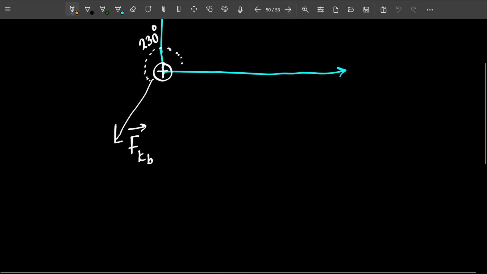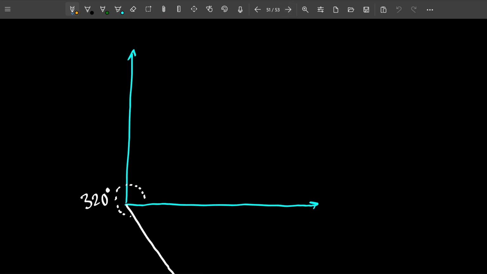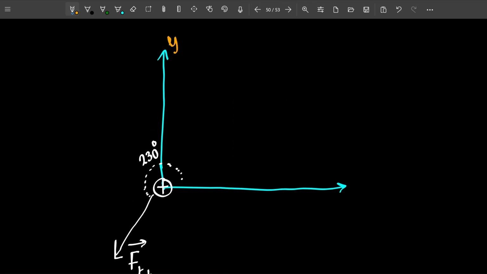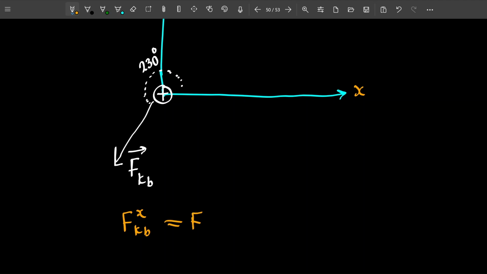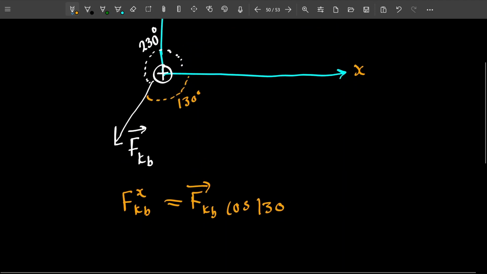So I think these are the last two examples. Yeah, two more examples, then we're done. So this is y and this is x. If I want to find FKB in x, this is going to be FKB, the original one. And then what is the angle it's making with the x-axis? 230. Oh no, 230 is too long. I know this one will be shorter. Let's try. We say 360 minus 230. We get 130. So this is 130. We use that. So it'll be cos 130. We know though that cos 130 and cos 230 will be the same.